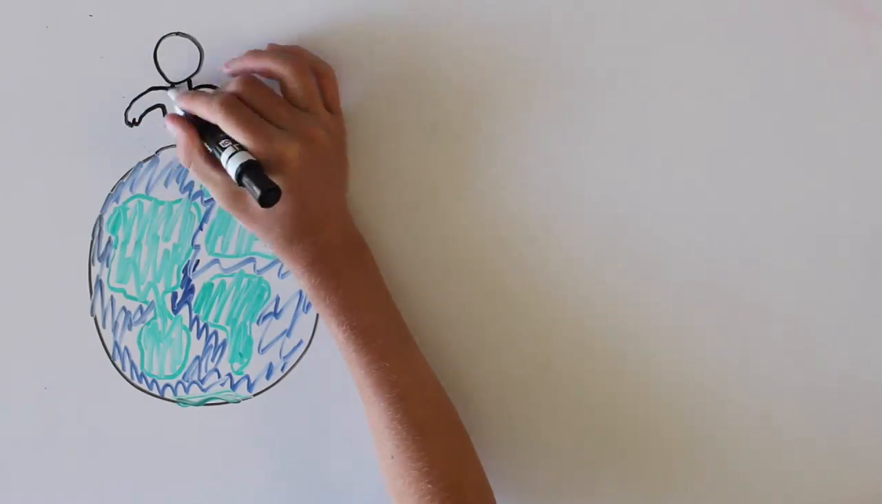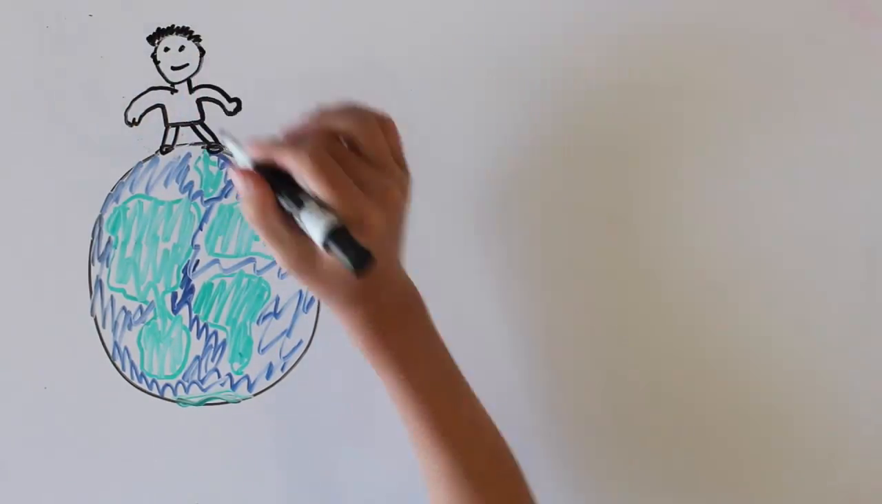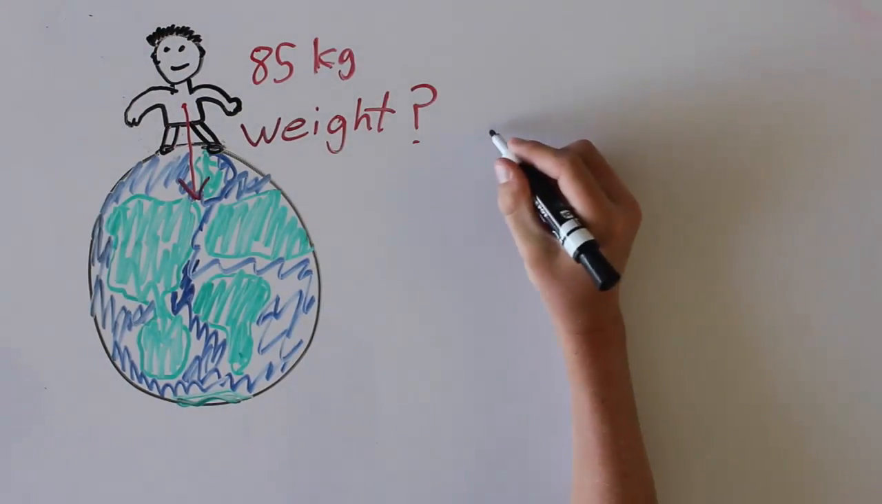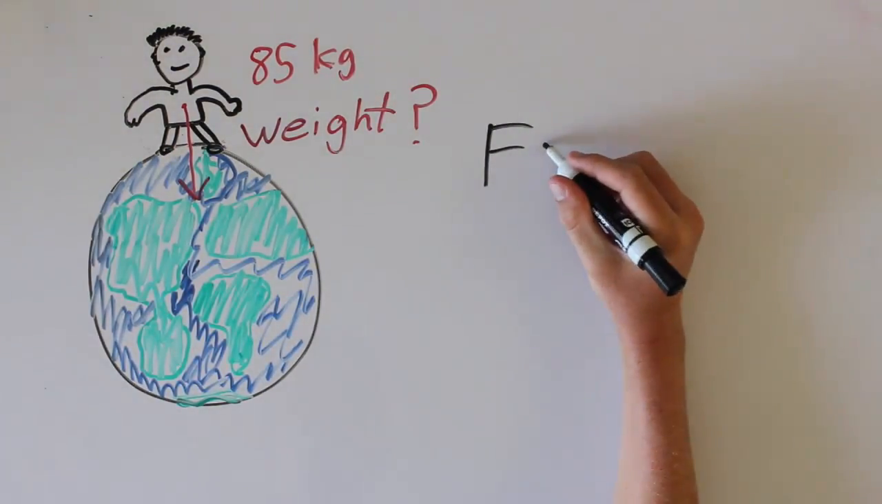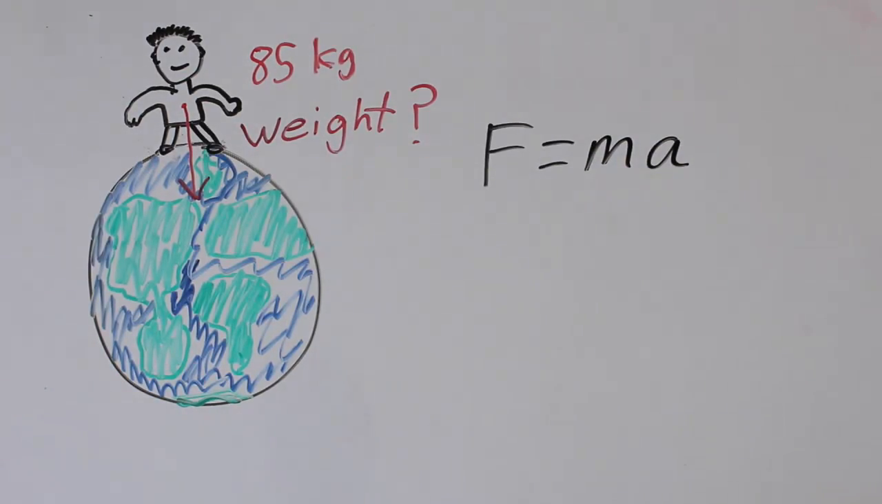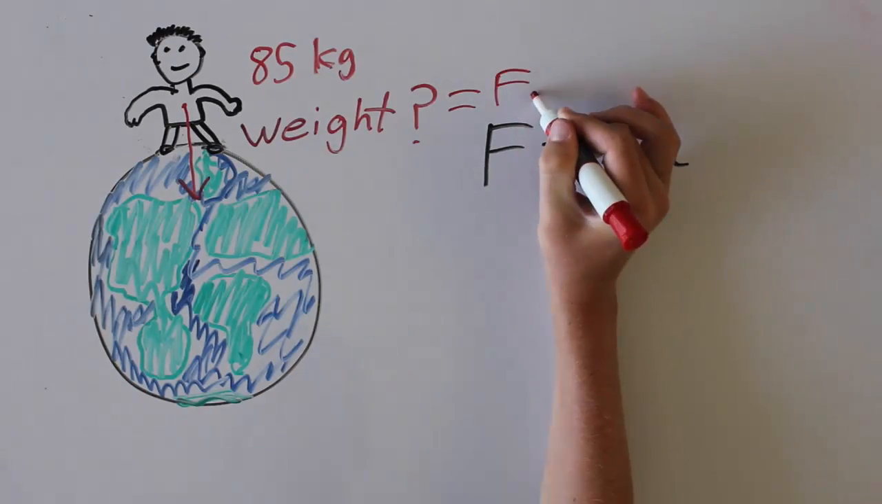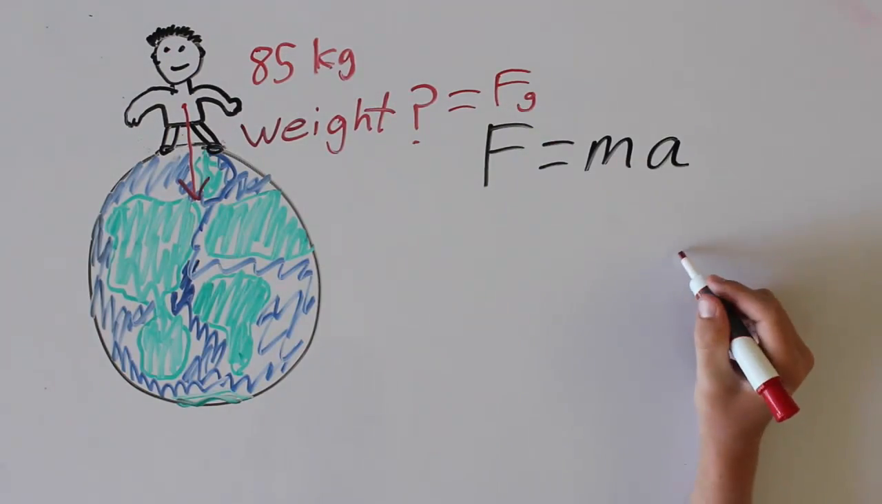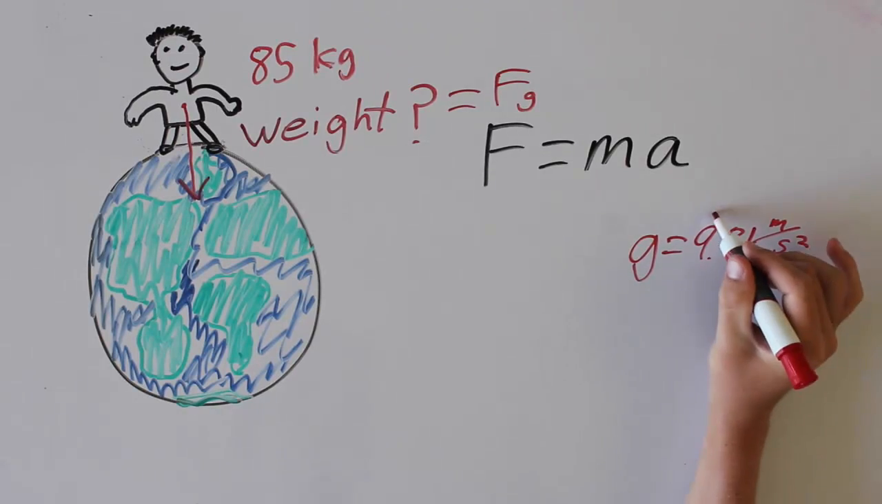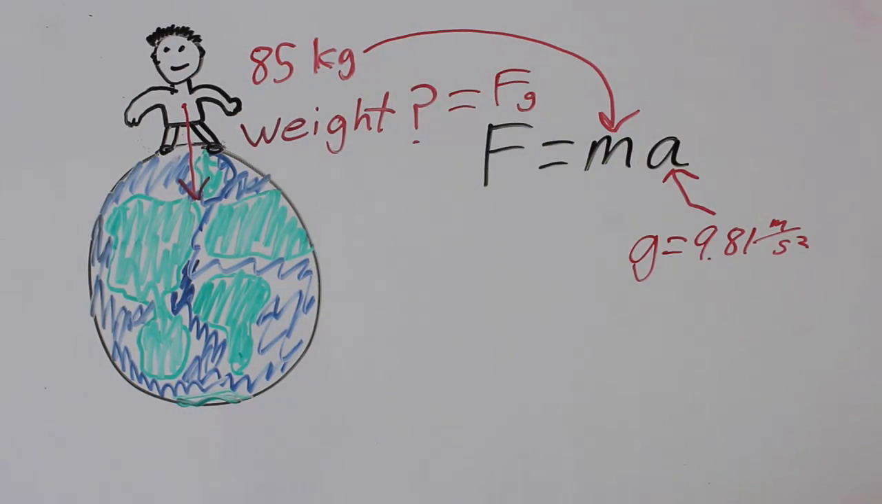Now let's try out a sample problem on this topic. How much does an 85 kilogram person weigh on the Earth? Well, all you have to do is use Newton's equation. Force equals mass times acceleration. Remember that to find the weight, we are really looking to find gravity's force. And to solve for force, we know the mass, 85 kilograms, and we know the acceleration due to gravity on Earth, 9.81 meters per second squared.